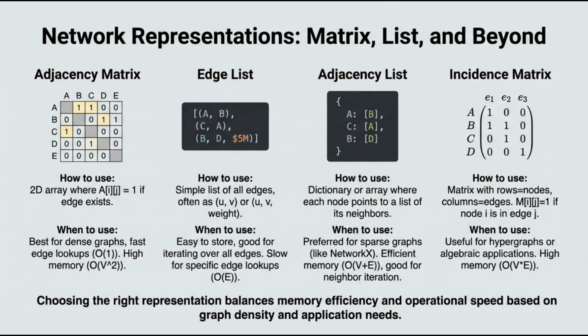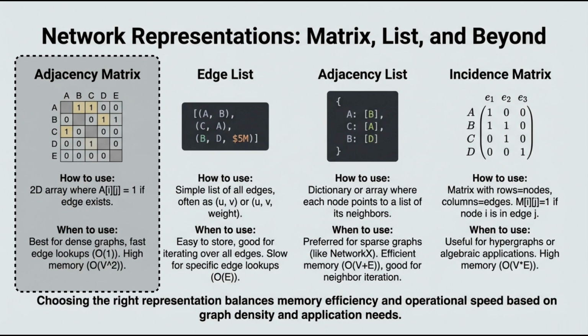This slide compares 4 common ways to store a graph: the adjacency matrix, edge list, adjacency list, and incidence matrix. The adjacency matrix is a 2-dimensional table where the entry in row A and column G tells us whether a link exists between 2 nodes. It is fast for edge lookup, but it uses a lot of memory, especially when the network is sparse.